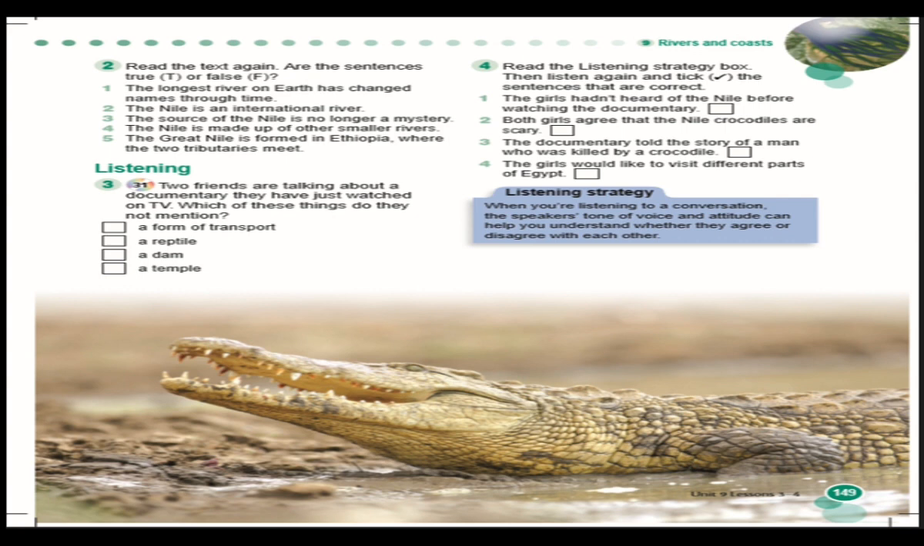The girls hadn't heard of the Nile before watching the documentary. This is wrong. Number 2, the girls agreed that the Nile crocodiles are scary. They agreed on this, so this is correct. Number 3, the documentary told the story of a man who was killed by a crocodile. This is wrong. The girls would like to visit different parts of Egypt. This is correct. I hope that you wrote all these answers in your course book.